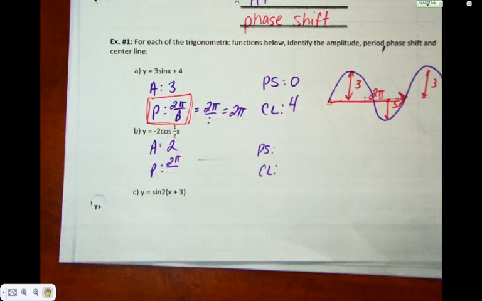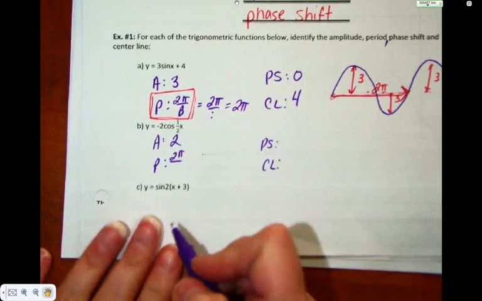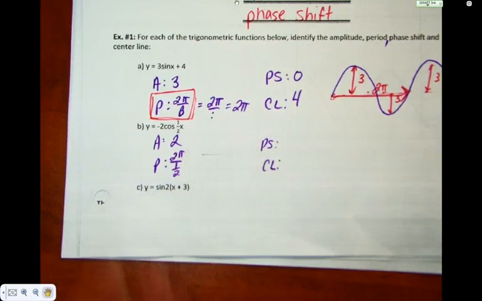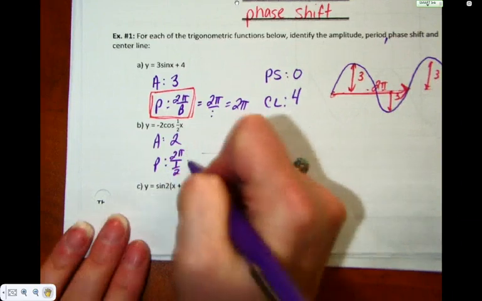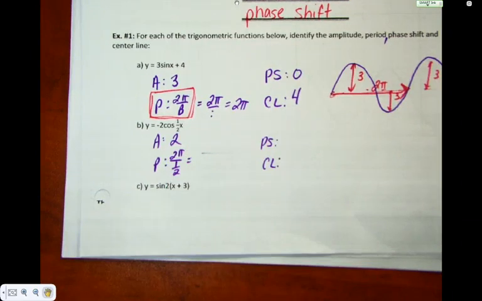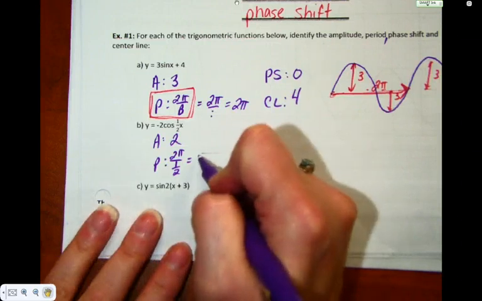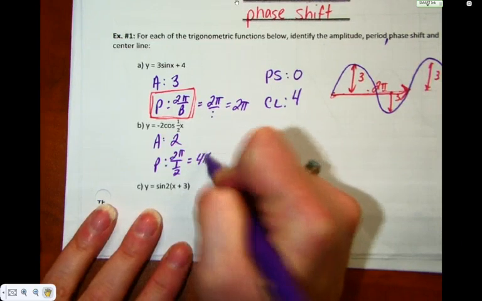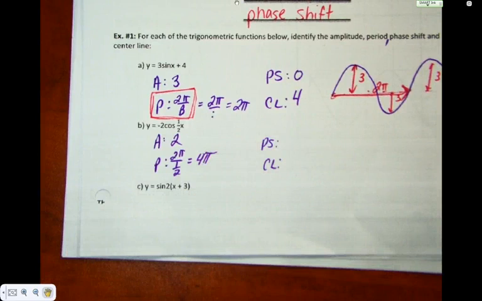B value is whatever is stuck between cos and x, or cos and theta, or sine and theta. So in this case, the b value is 1/2. And then we're just going to simplify that. How do we divide fractions? Flip the second one, so this would become 4 pi. And that just means we took the standard 2 pi and stretched it out, right, which is our 1/2.